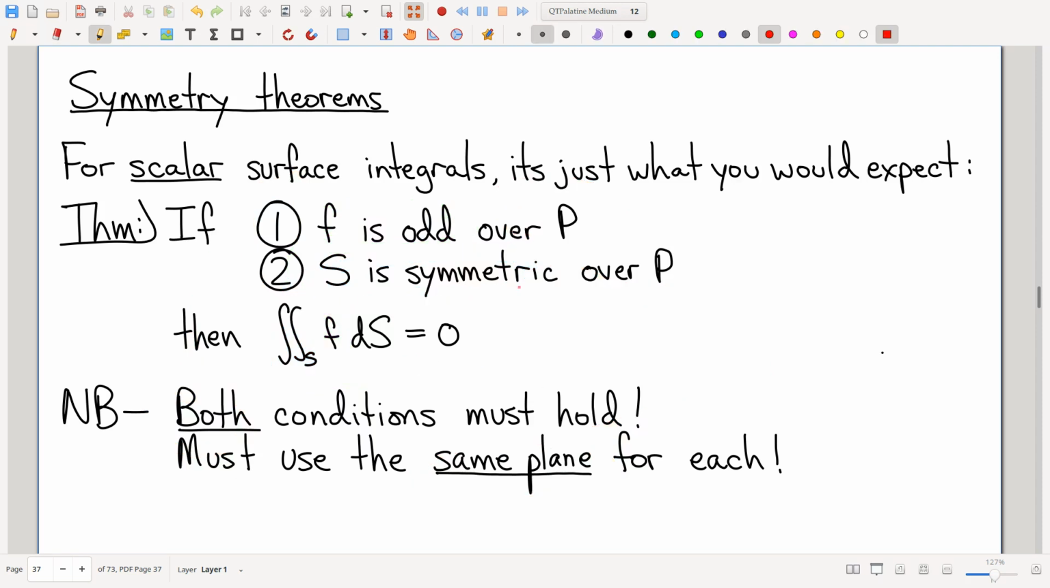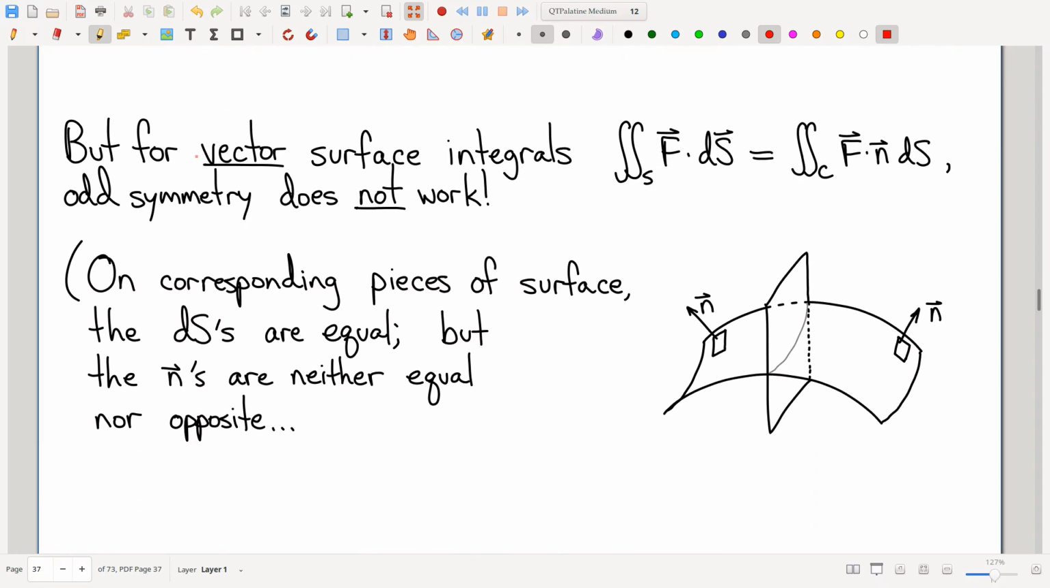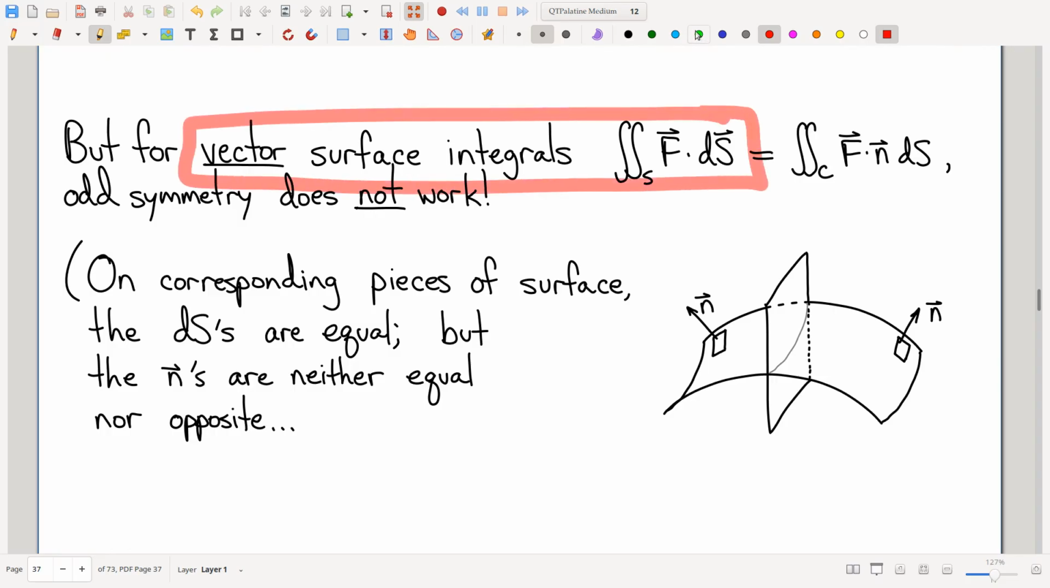And just like with line integrals, this is for scalar surface integrals only. Remember with line integrals, it doesn't work for vector line integrals, and likewise, it doesn't work for vector surface integrals either. For vector surface integrals, your integrand being odd doesn't do anything. It doesn't work. There is no odd symmetry theorem for vector surface integrals.